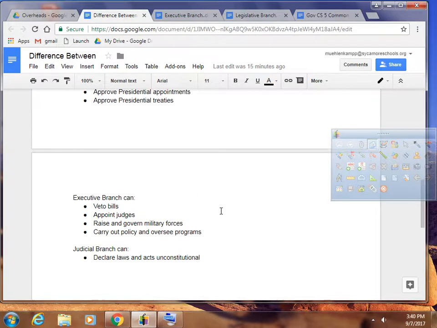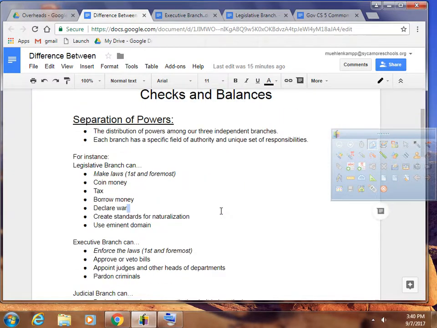Well, that's the difference between the 2 of the major themes of government, of the Constitution. I hope this helps.